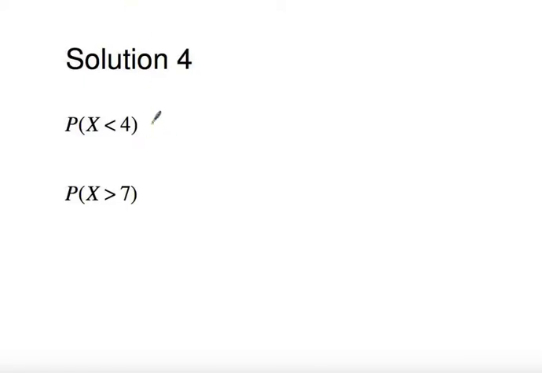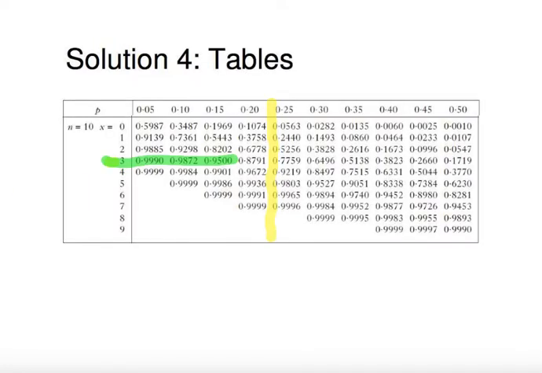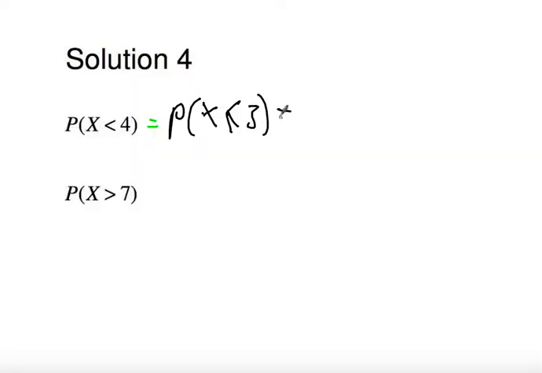Okay, so probability x is less than or equal to 3, and we come out with a probability of 0.8791. So not too tricky, but you've got to understand how to deal with strict inequalities as well.